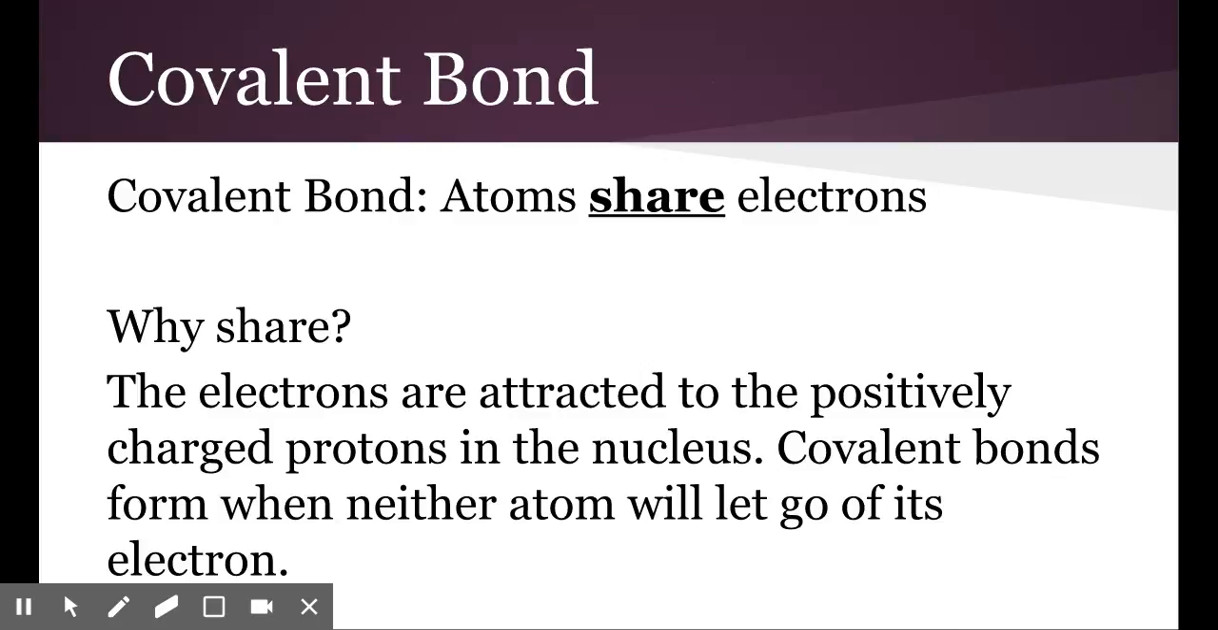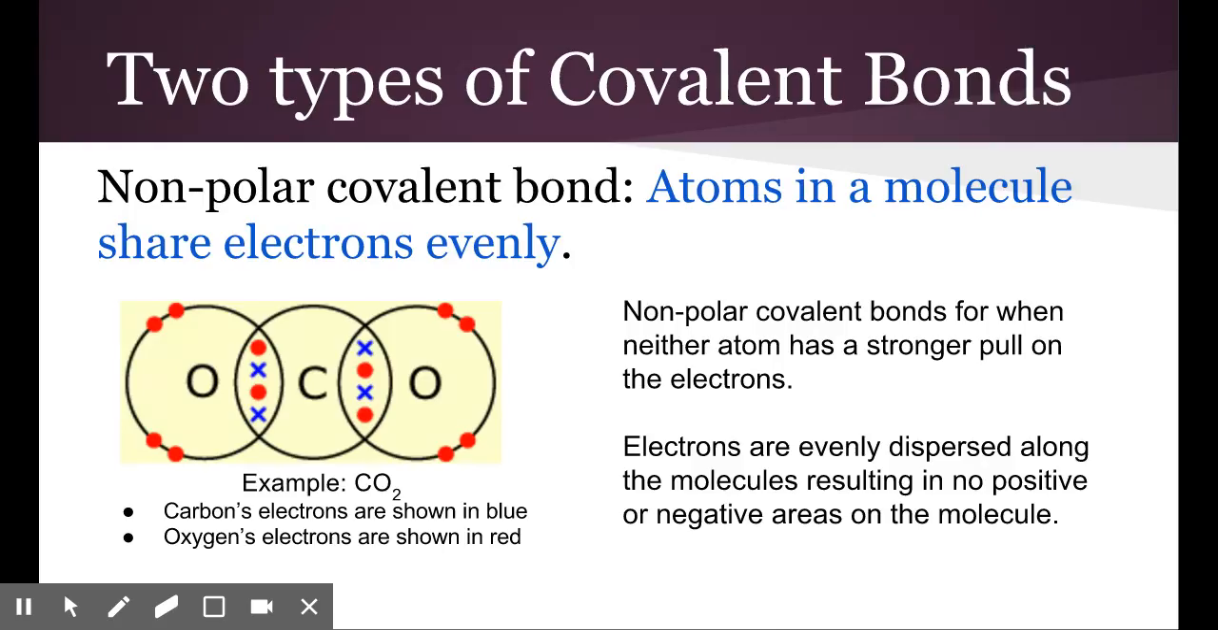So the electrons, because they're negative, they're attracted to the positively charged protons, but neither of these atoms are going to let go of their electrons. They have to share them. There are 2 types of covalent bonds, so 2 types of electron sharing we see in atoms. The first type is called a non-polar covalent bond. In this one, an atom in a molecule is going to share electrons evenly.